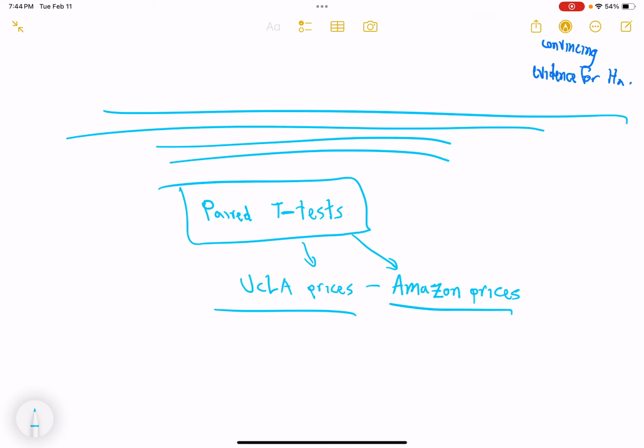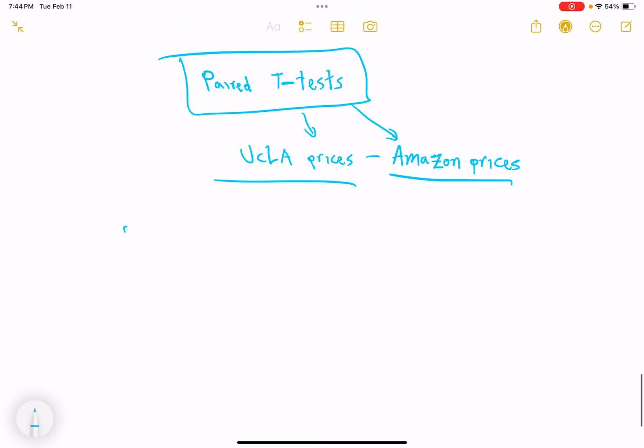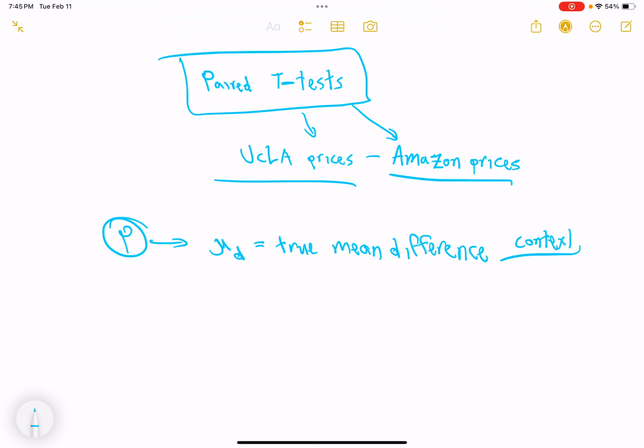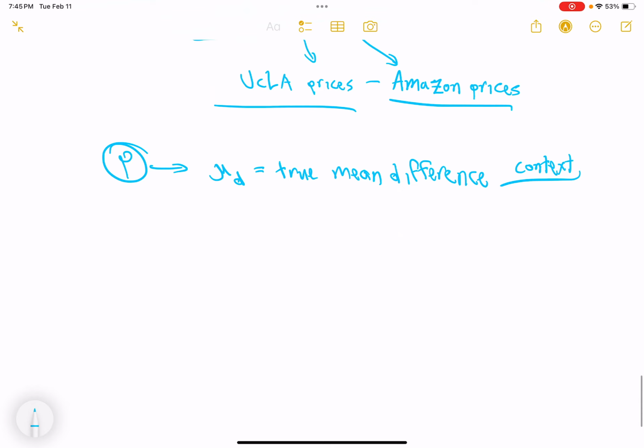Step one, go to slide 28 with me. We're using this example of UCLA prices versus Amazon prices. What do we do? We define the parameter, right? The parameter in this case will be the mean difference, right? So the true mean difference. And then I will give context. So in this situation, it would be the true mean difference between UCLA book prices and Amazon book prices. Easy, right? We move on to slide 29, I should say.